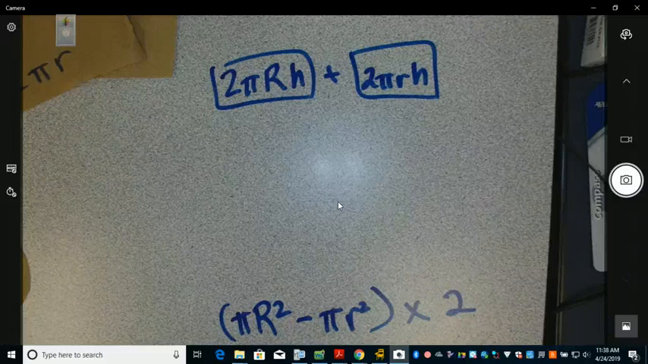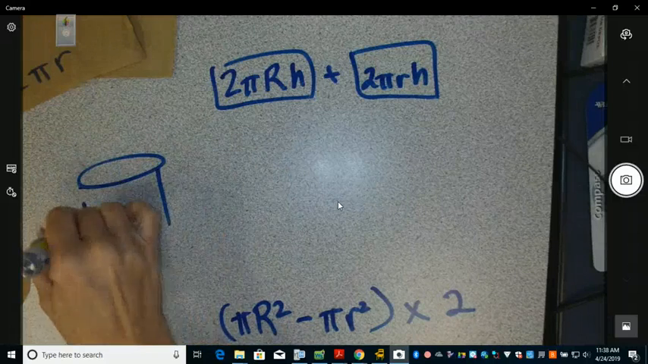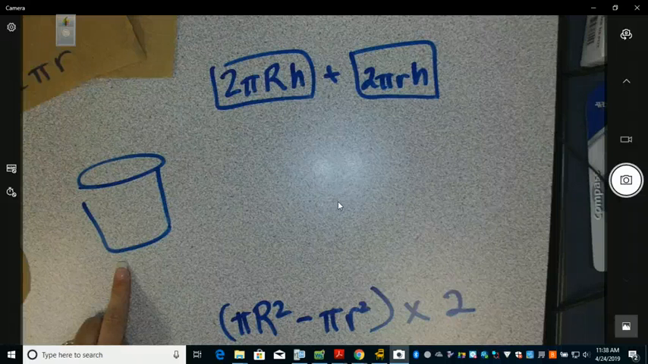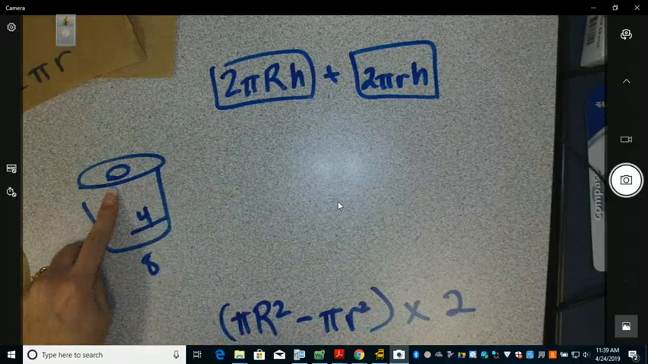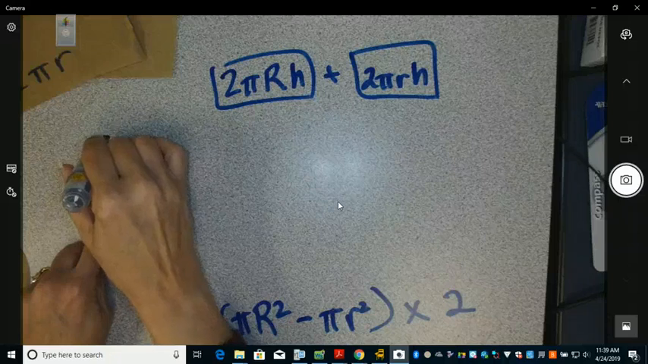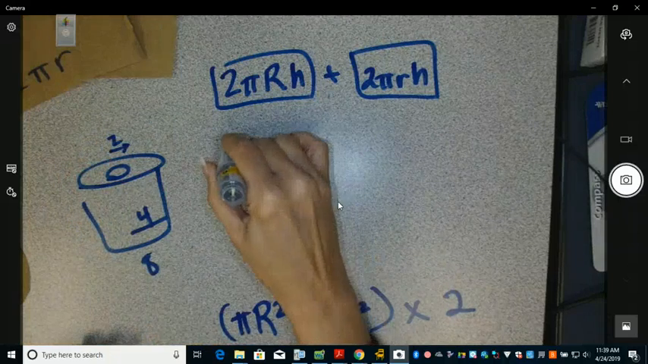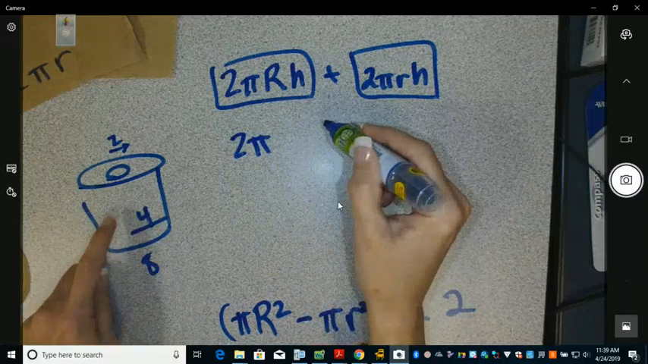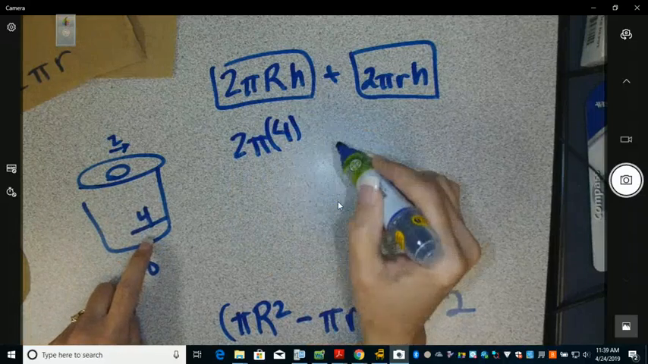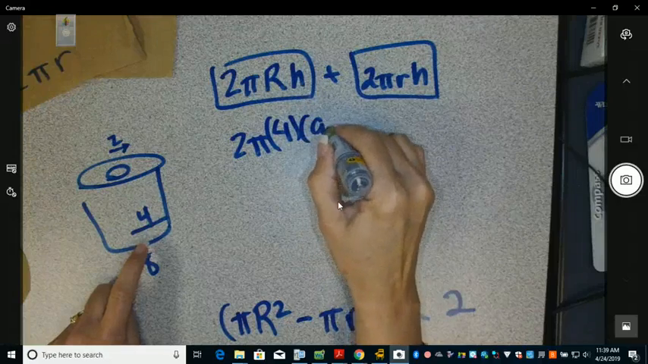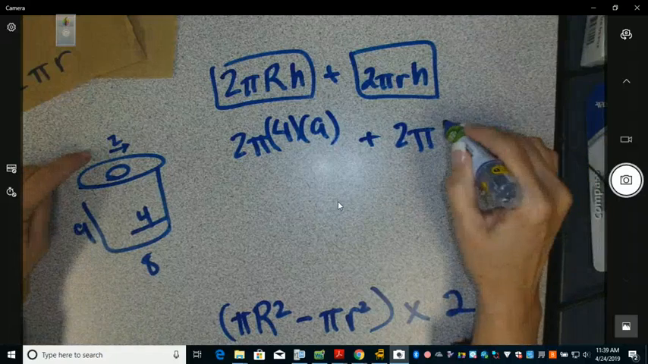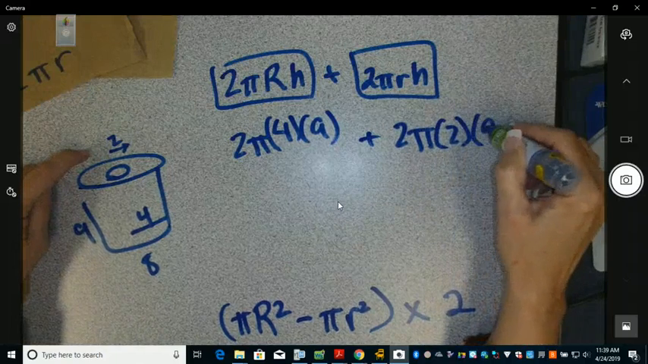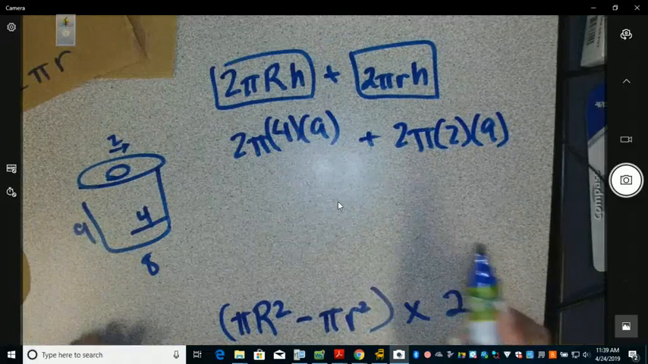The big radius, okay, they're saying the diameter all the way across is 8, so the radius is 4. For the little one, the diameter is 4, so the radius is 2. So this is 2 times pi times the bigger radius of 4, and according to the picture, the height is 9. That was given on the assignment. Plus 2 times pi times the little radius of 2 times the height of 9. So that takes care of those 2 shapes.